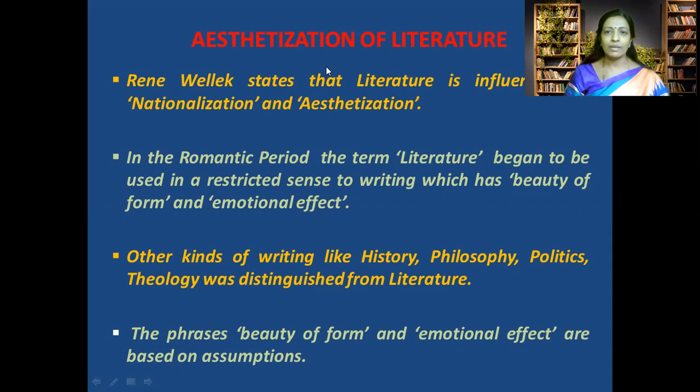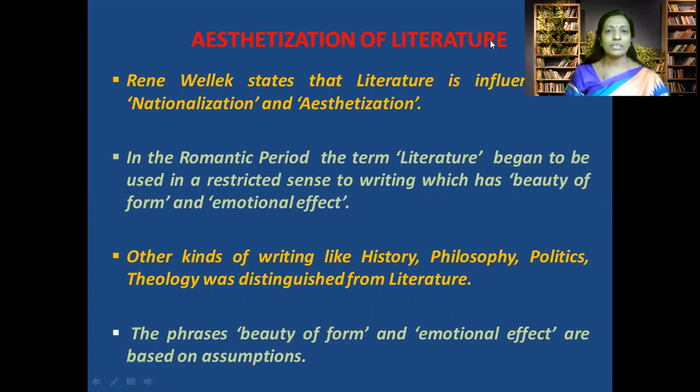In the Romantic period, the term literature was used in a very restricted sense to any kind of writing which had beauty of form and an emotional effect. Now, beauty of form or the literary style, and emotional effect, which means which appeals to the feelings and emotions of the audience. Here, all other kinds of writings like history, philosophy, politics, theology were considered to be different from literature. They were not included as a part of literature.